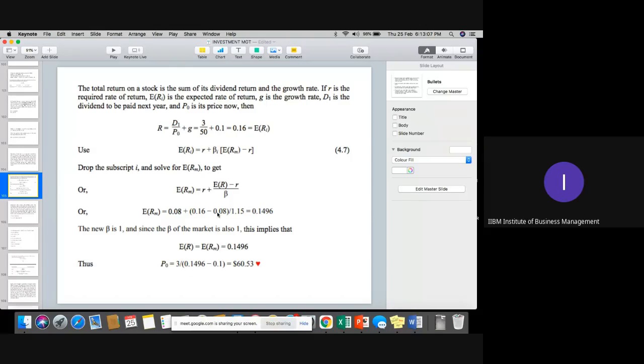Now, we need to calculate the new P0, the new price of the share, when the beta is equal to 1, because the price of the share which was given in the previous part was for beta 1.15. Now the beta is 1, which means your stock return is equal to market return. In such a case, the new price would be $60.53. Okay.